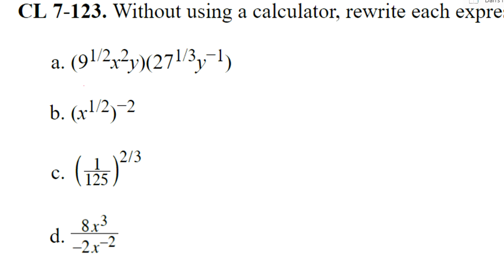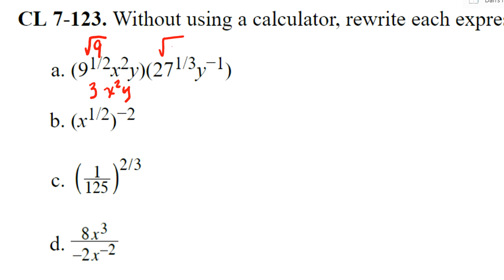So a 1/2 power would be a square root. So this would be a square root of 9. That's all that means, which would be 3. X squared y. If that's a square root, what is the 27 to the 1/3 power? What would that mean? If this means what number times itself gives you 9, what does this one mean? It is 3. So this means the same thing as cube root 27. Which just means what number times itself 3 times gives you 27, which is also 3.